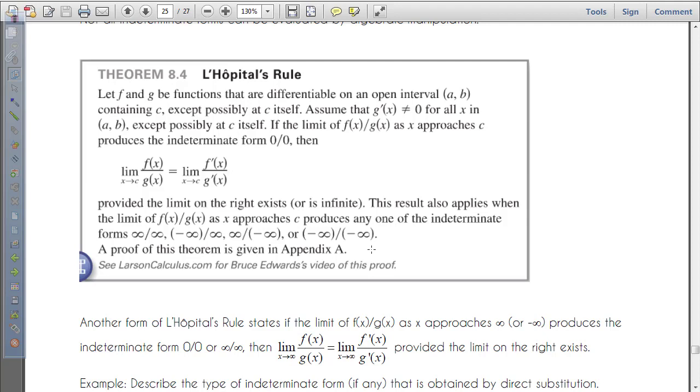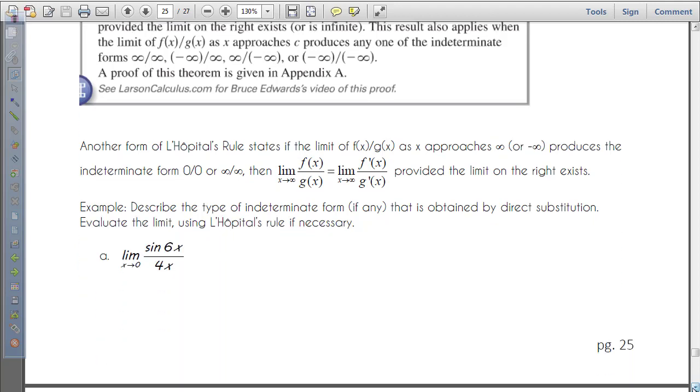All right, it says another form of L'Hopital's rule states if the limit of f of x over g of x as x approaches infinity or minus infinity produces the indeterminate form 0 over 0 or infinity over infinity, then the limit as x approaches infinity of f of x over g of x equals the limit as x approaches infinity of f prime of x over g prime of x, provided the limit on the right exists. Okay, so we may use this form a little bit later when we look at some of our examples.